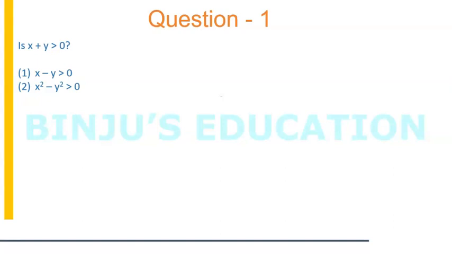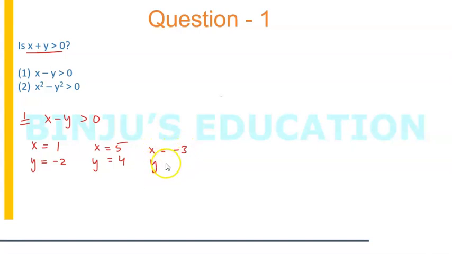The question asked is: is x plus y greater than 0? The first statement says that x minus y is greater than 0. Now, if x minus y is greater than 0, there are a lot of possibilities. For example, I can have x is equal to 1 and y is equal to minus 2, or x is equal to 5 and y is equal to 4, or x is equal to minus 3 and y is equal to minus 4. In all three cases, we have x minus y greater than 0.